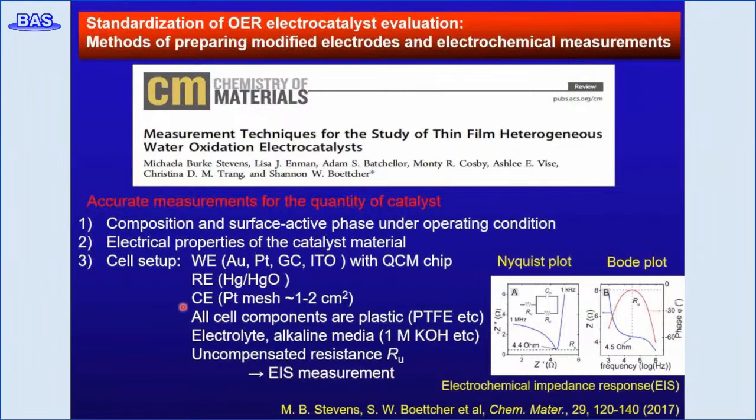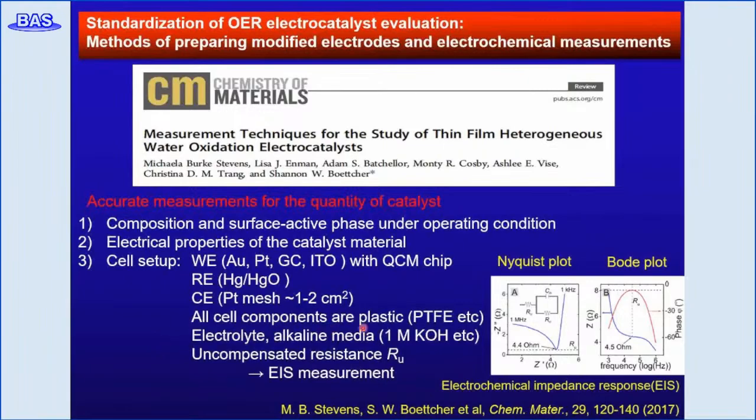The cell should be made of a plastic container such as PTFE to prevent contamination from metal dissolution, because metal ion impurities on the catalyst affect the catalytic activity drastically, and the electrolyte should be 1 molar potassium hydroxide.